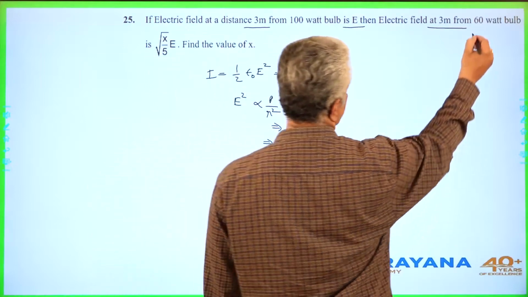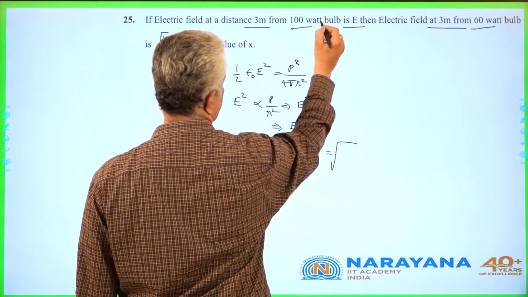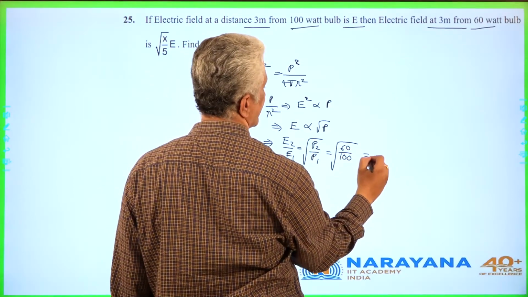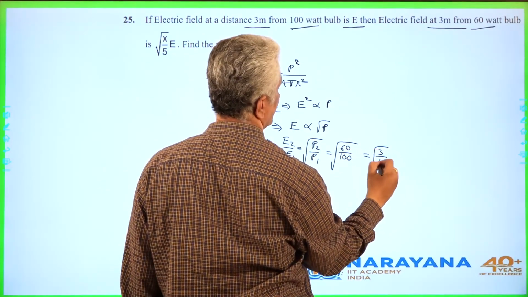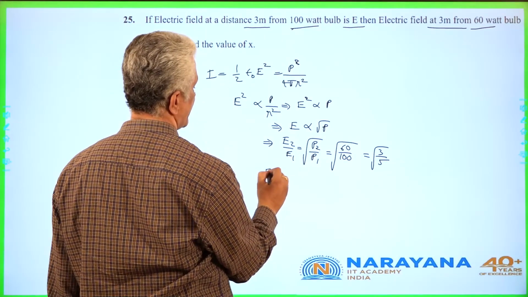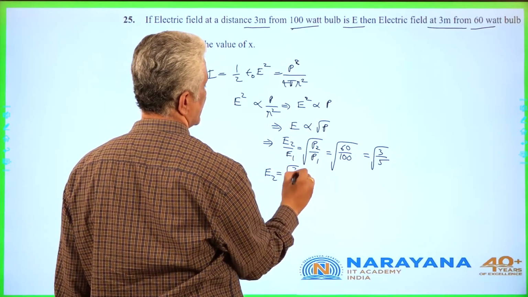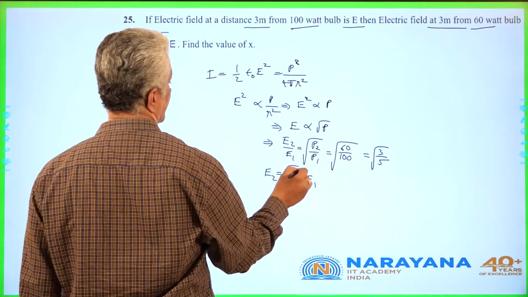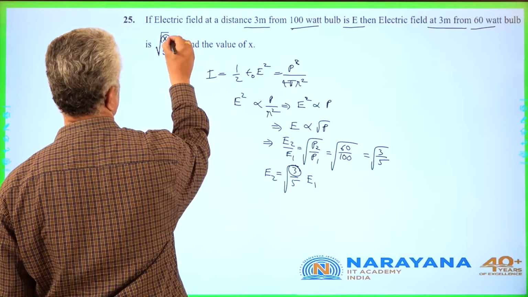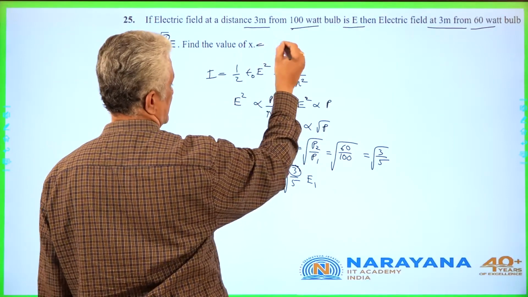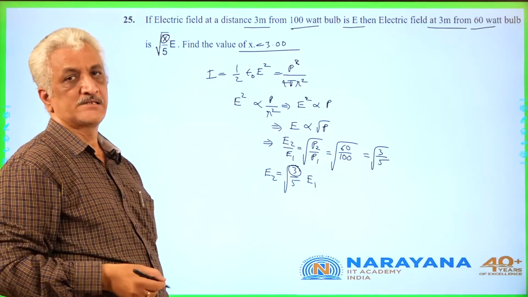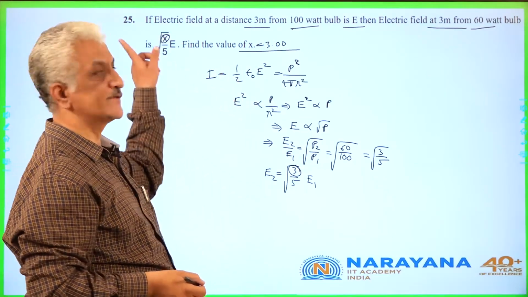The second power is given as 60 watt. The first power is given as 100 watts. So 60 by 100, if we cancel 20, becomes 3 by 5. Then E2 will be root of 3 by 5 into E1. And 3 is noted as x here. So definitely the value of x will be 3.00 numerical. So the correct answer of this is 3.00, that is 25.